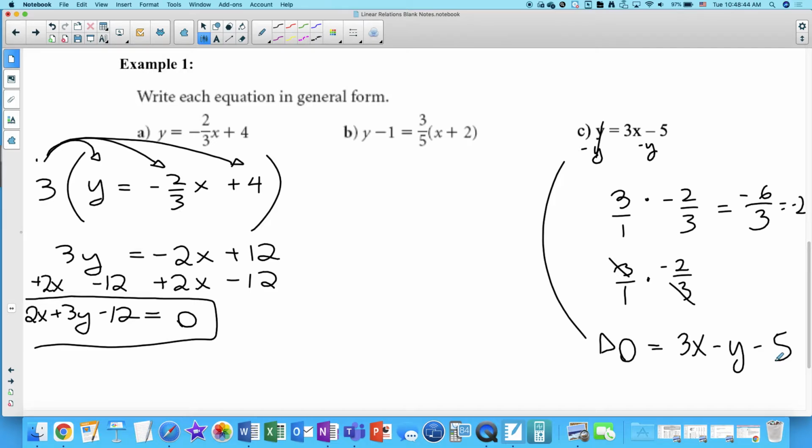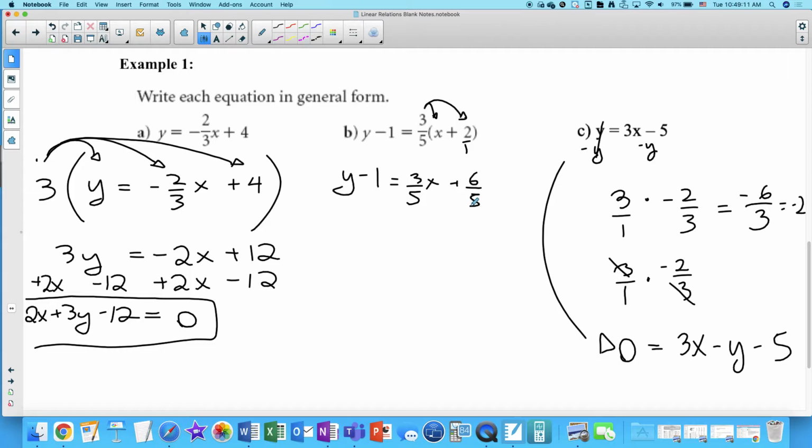Okay. Now let's look at B. What do we have to do first for B? Yeah, you could distribute, sure. We could do that. So if we distribute, we're going to get y minus 1 equals 3 over 5x, and then this is like 2 over 1, plus 6 over 5.